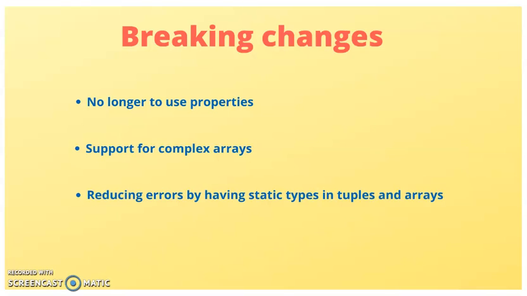Improved support for complex arrays should allow you to build applications that work well with mixed data arrays, avoiding overloads and making your code a lot easier to read and understand. Having static types in tuples and arrays should reduce errors. But the real benefit of TypeScript 4.0 comes from simplifying what would have been complex code into a structure that makes it easier to find the issues and fix errors.